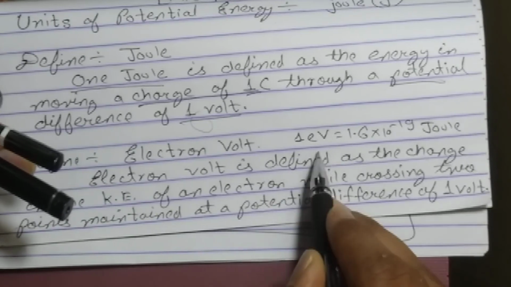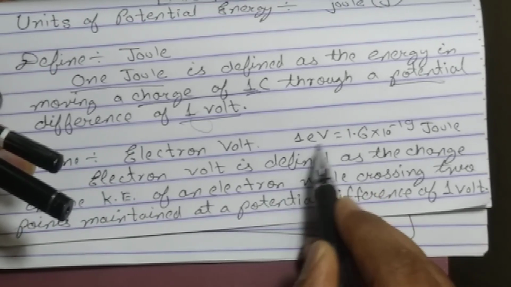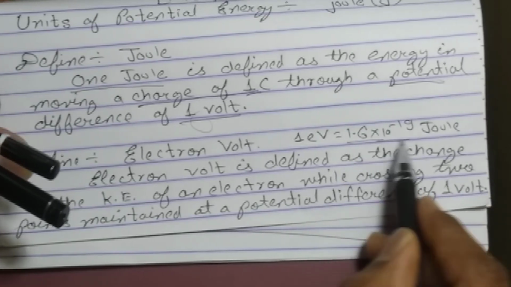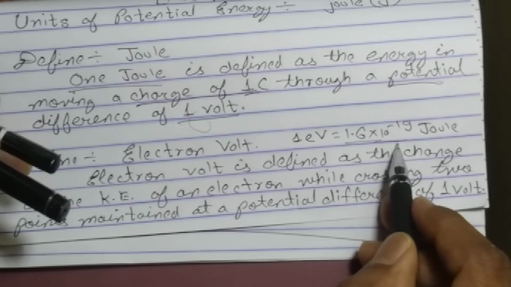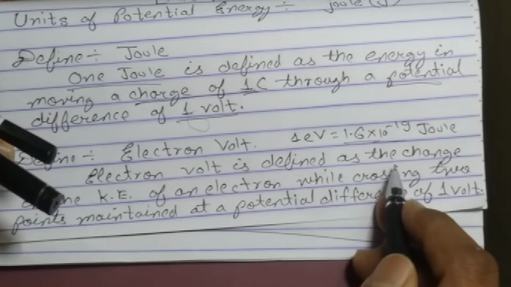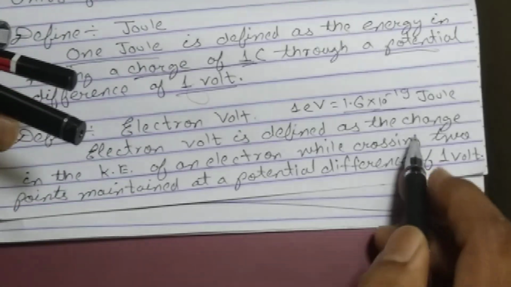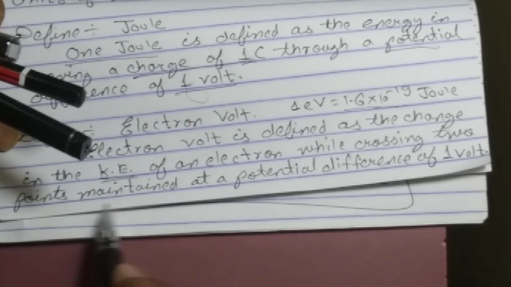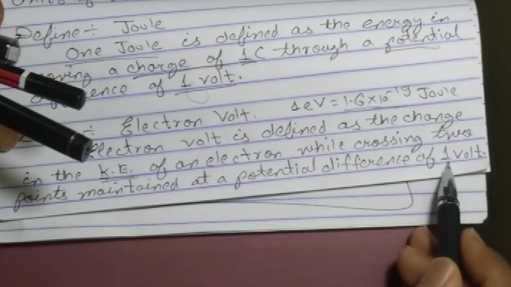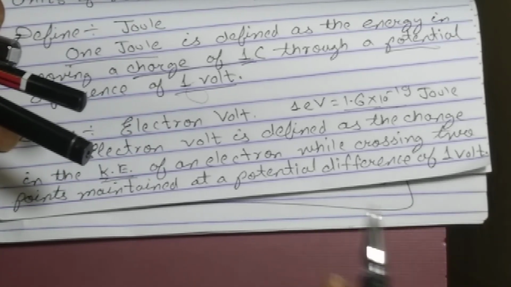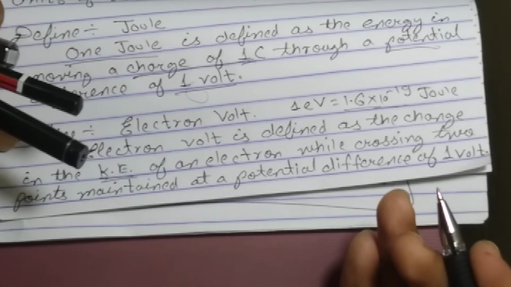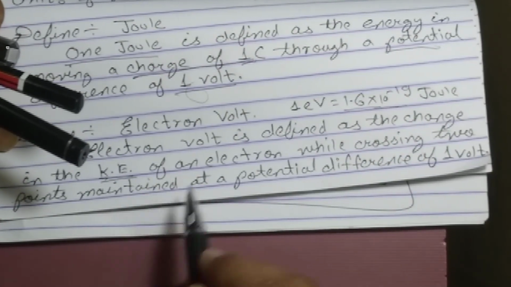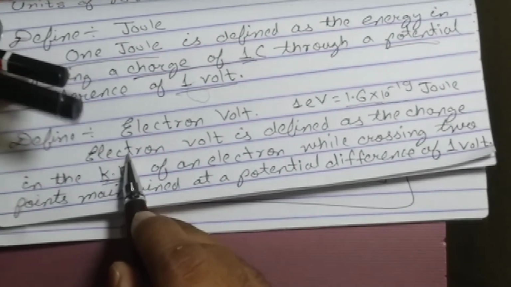Electron volt: what is the conversion? 1 electron volt is equal to 1.6 into 10 to minus 19 joule. We observed that 1.6 into 10 to minus 19 is the charge of the electron, so this definition is related to the electron. Electron volt is defined as the change in kinetic energy of an electron while crossing two points maintained at a potential difference of 1 volt. Due to 1 volt, that electron crosses between two points, and the energy evolved is defined as 1 electron volt.